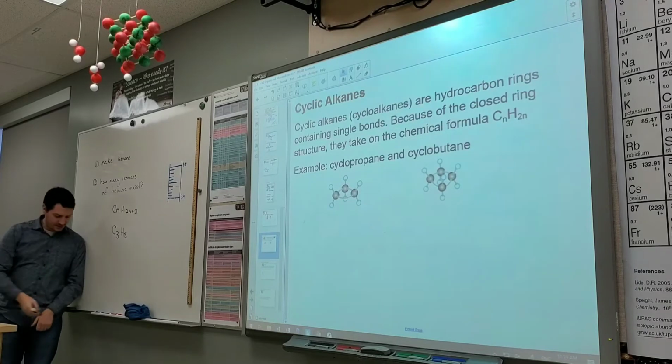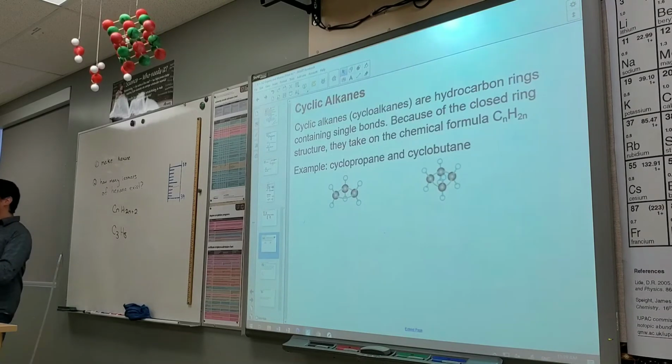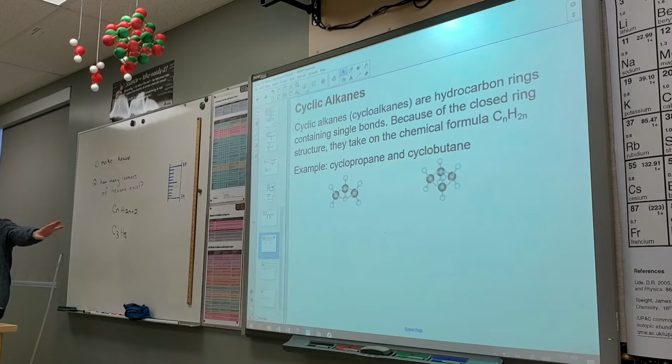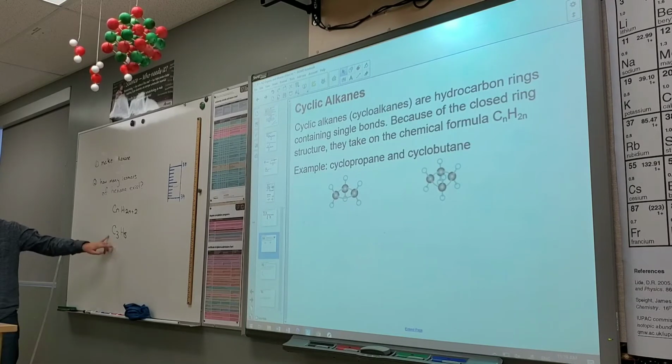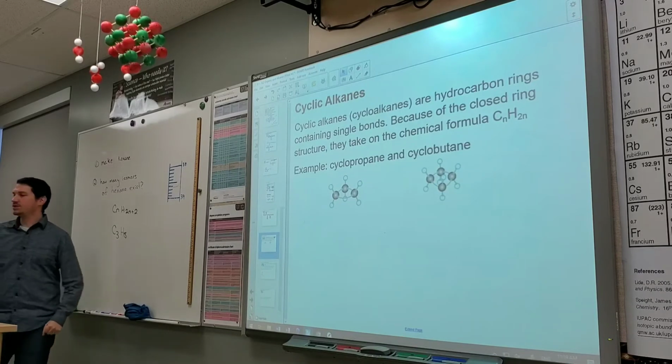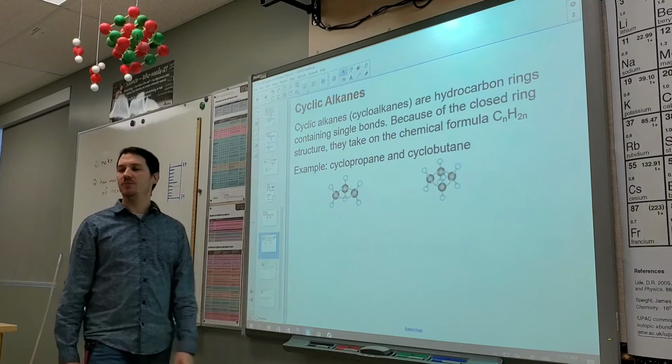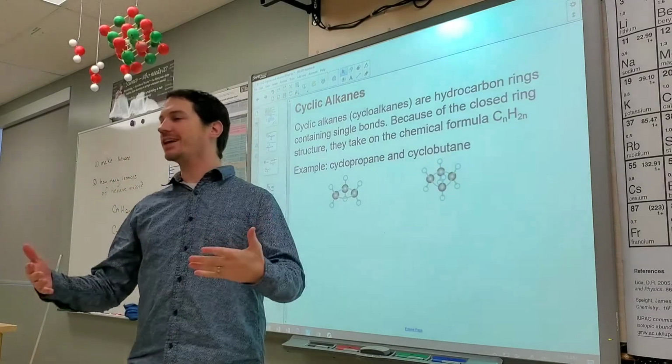Let's take a look at this. This part is quite important. There are other ways that I can arrange 3 carbons where it doesn't follow this rule. And one of the ways that I can arrange 3 carbons is by doing something called a cyclic compound.